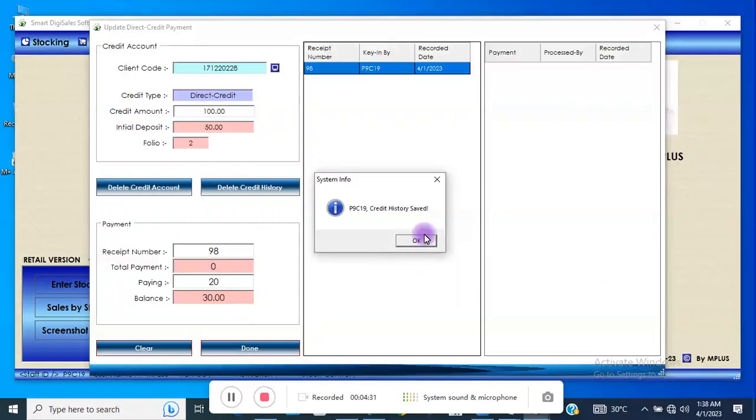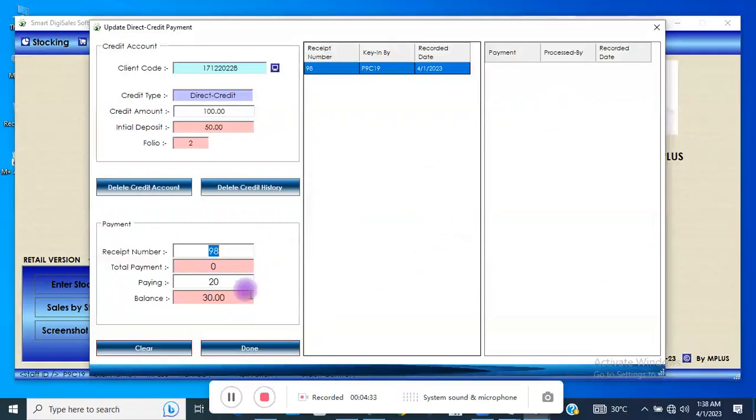Then you click OK. You realize that the purchase history is always being created. To know, you just click on it. You see, it tells you 20 CD have been paid on this day, processed by P9. That's my staff ID. So this is how the direct credit system operates. You can always clear or delete a history, or delete an account if you feel the account you created is not needed. So this is how the direct credit system operates.